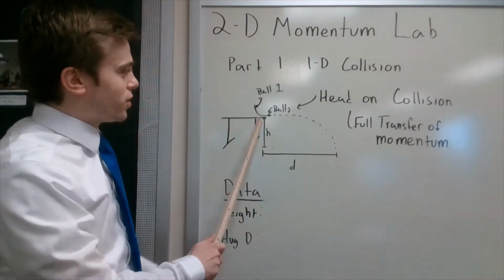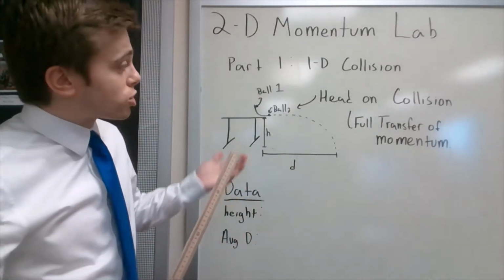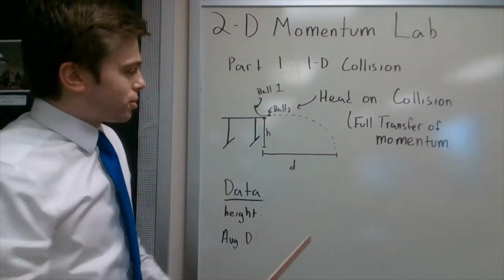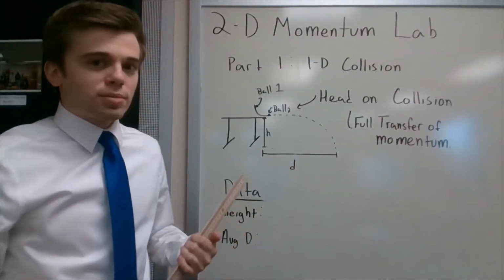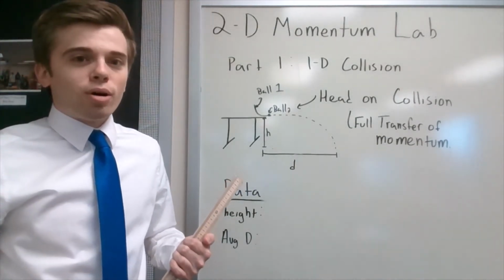Ball 2 will then go flying in this beautiful horizontal launch motion until it lands a distance d away from our table. We are then going to measure the distance d from the table and use this information to calculate what the momentum of our ball is.